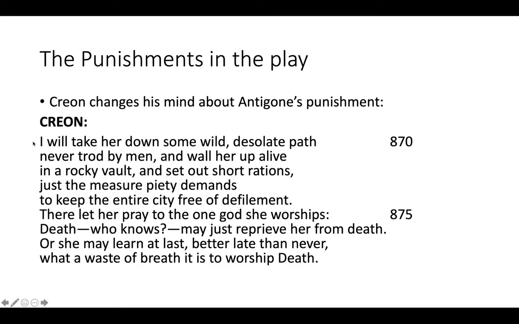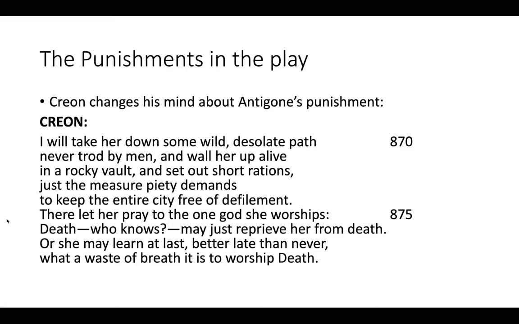He says, I will take her down some wild, desolate path never trod by men, and wall her up alive in a rocky vault, and set out short rations, just the measure piety demands to keep the entire city free of defilement. There let her pray to the one God she worships, death. Who knows? May just reprieve her from death, or she may learn at last, better late than never, what a waste of breath it is to worship death.